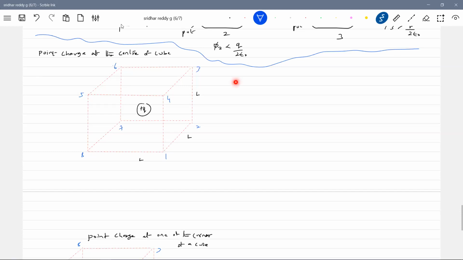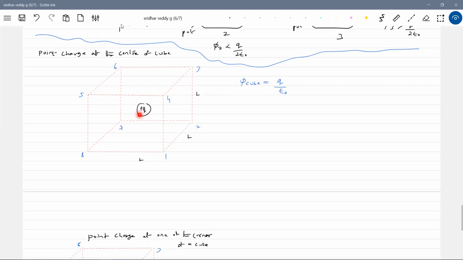What is the net flux through the cube? Q by epsilon naught, am I right? Because what is the net charge enclosed by the cube? Point charge Q kept at the center. Sir, if it is not at the center, then also it will be Q by epsilon naught. Am I right?